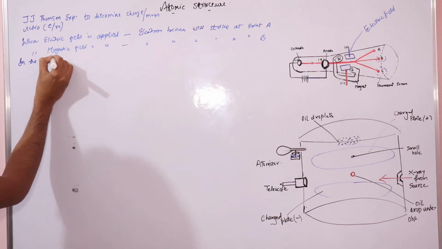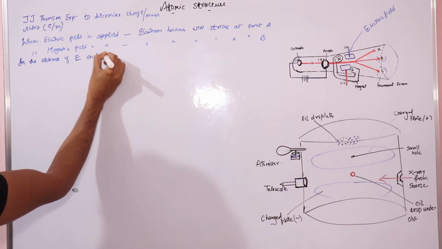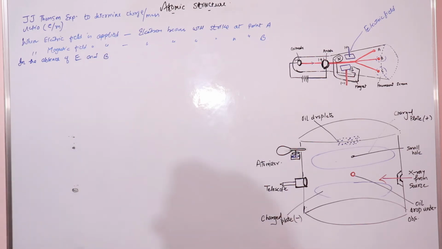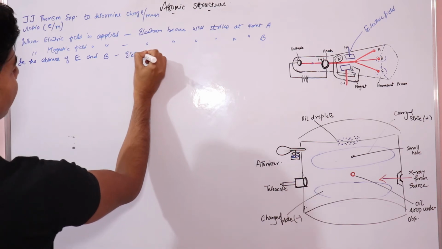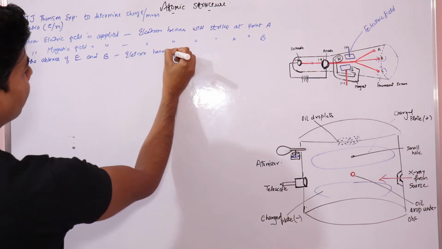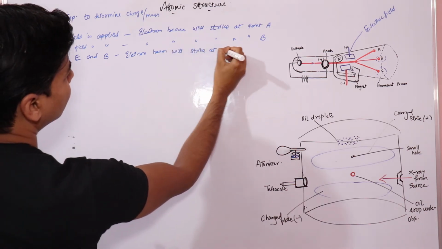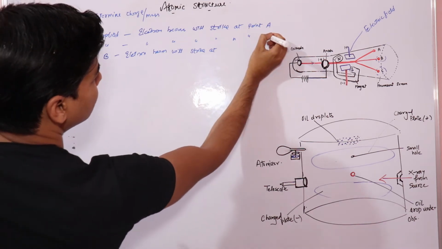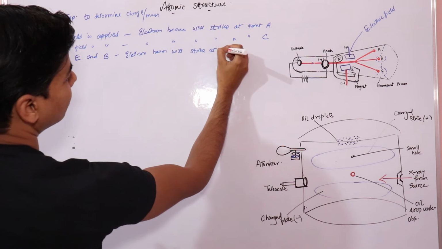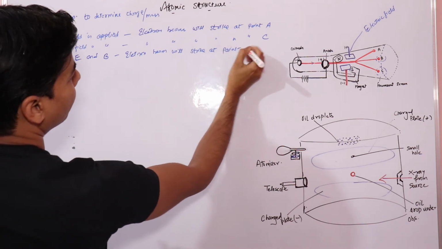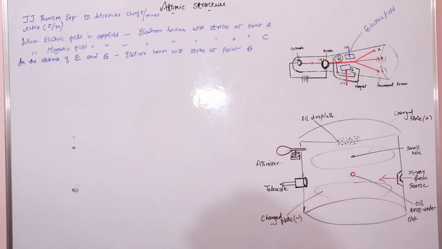In the absence of electric field, where E denotes electric field and B denotes magnetic field, the electron beam will strike at, I'm sorry, this is point C, this is not B, sorry, this is B. The electron beam will strike at point B, right.